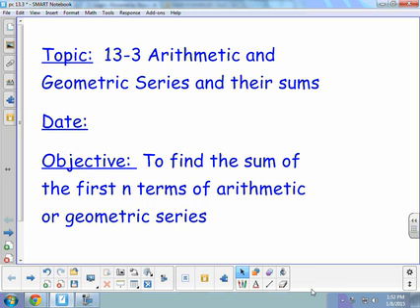Alright, today's topic is 13-3, arithmetic and geometric series and their sums. Our objective today is to find the sum of the first n terms of arithmetic or geometric series.